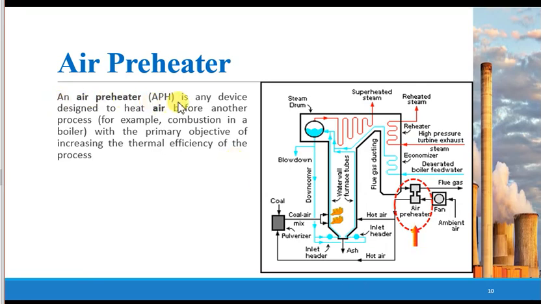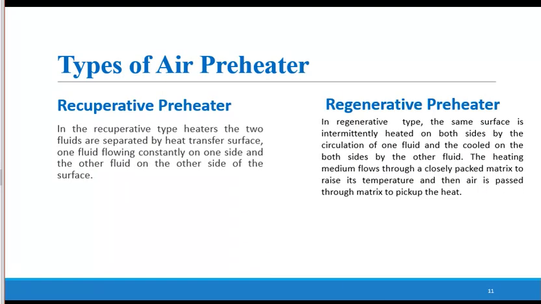An air preheater is any device designed to heat air before another process, for example, combustion in a boiler, with the primary objective of increasing the thermal efficiency of the process. There are two types of air preheater: recuperative preheater and regenerative preheater.